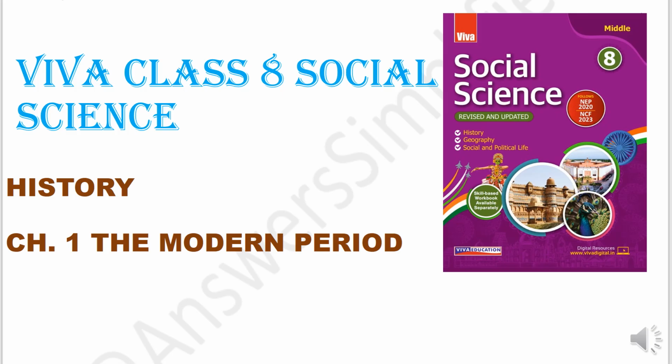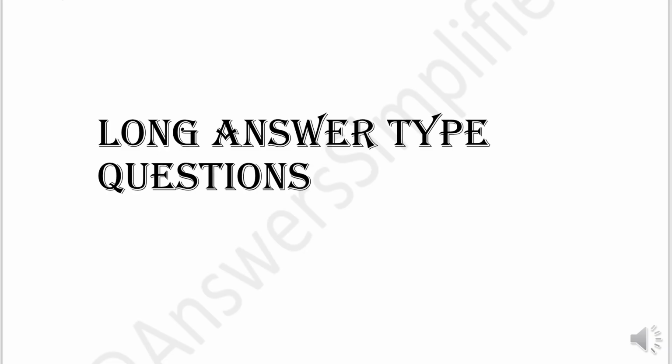In this video, I will be sharing answers of Viva Class 8 Social Science, History, Chapter number 1, The Modern Period. Let us discuss the long answer type questions.